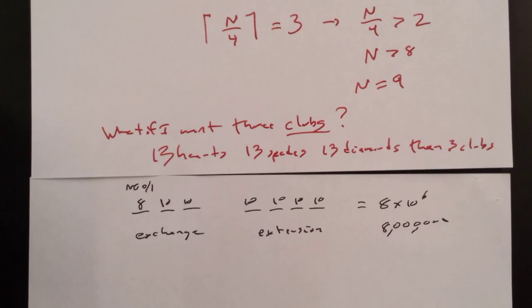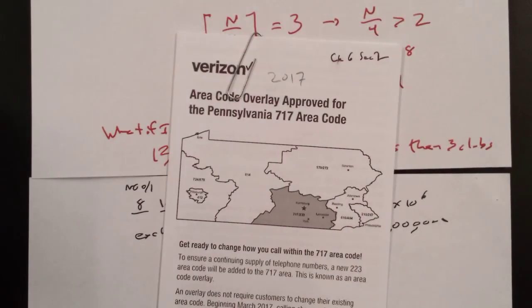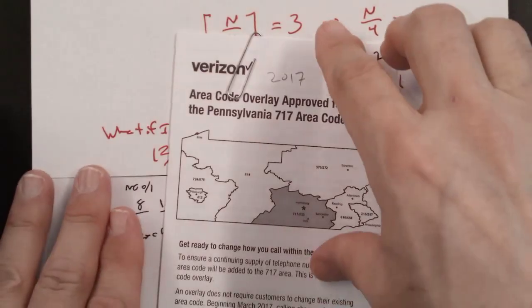There are 13 million people in the state of Pennsylvania. How many area codes do we need? 2. Yet, as of 2018, we had 10. As of today, we have 15. There are 15 area codes. We only need 2. But there are 15 of them.